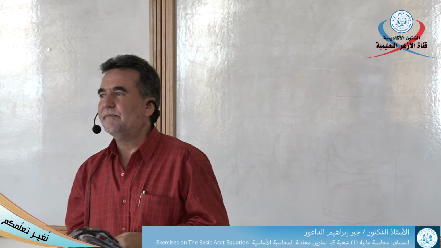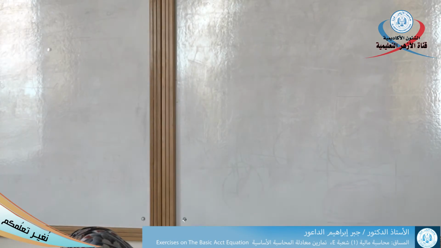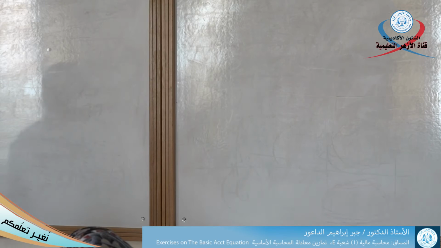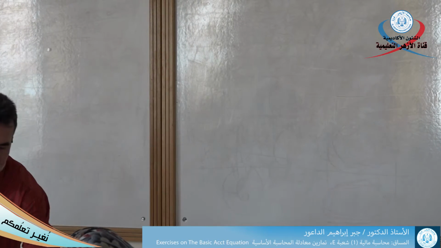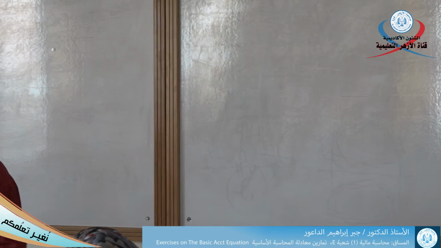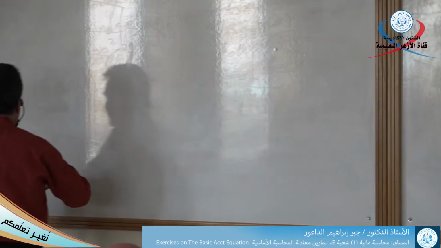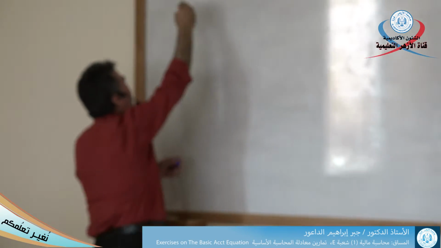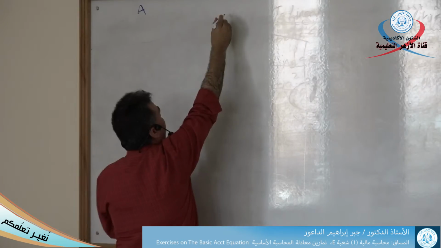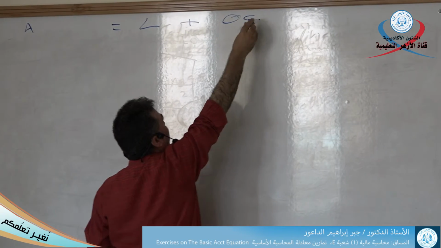Page 40. I said page 40. Question B1A4. Basic accounting equation: assets equal liabilities plus owner equity.